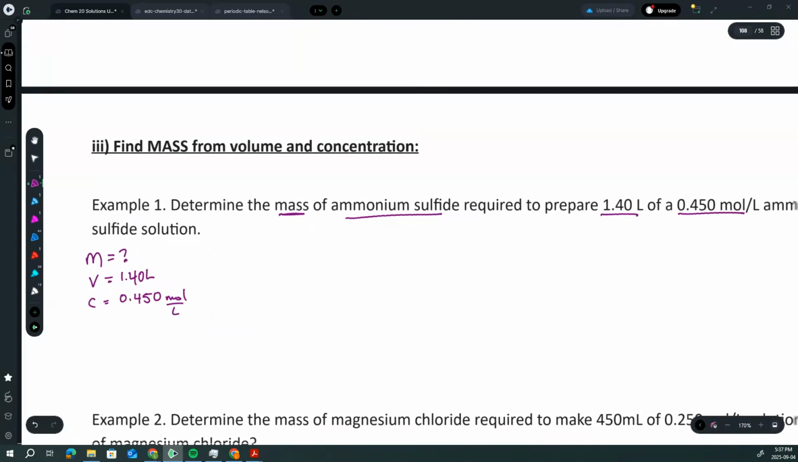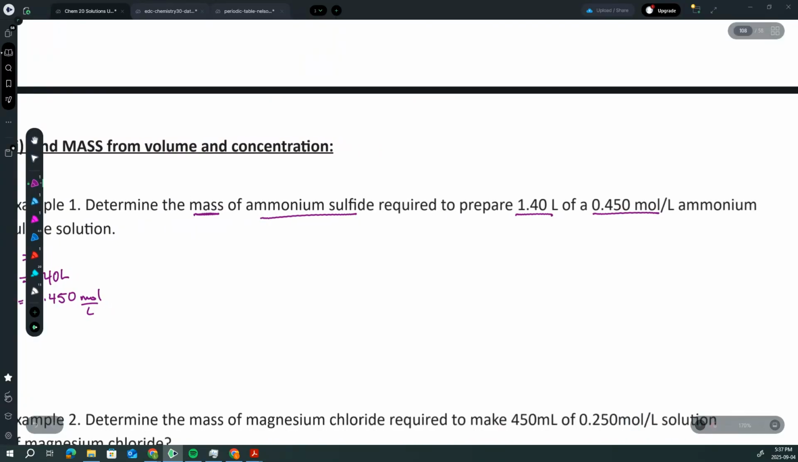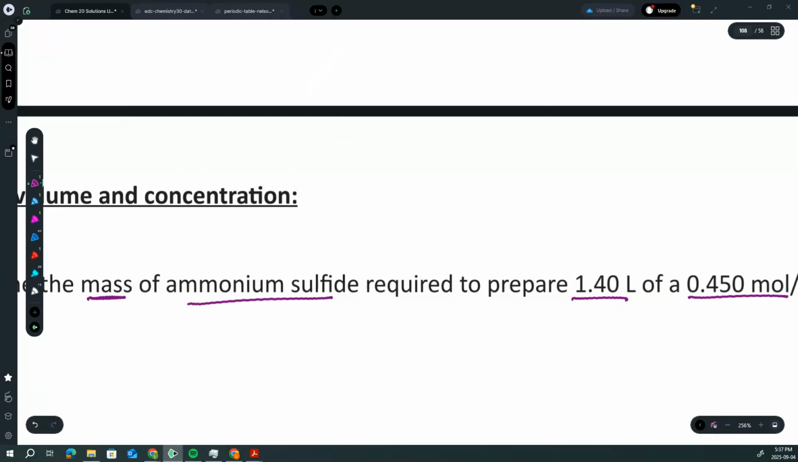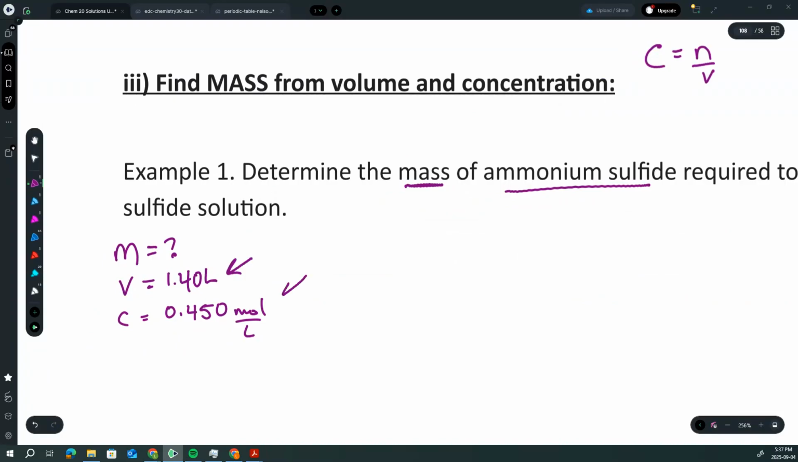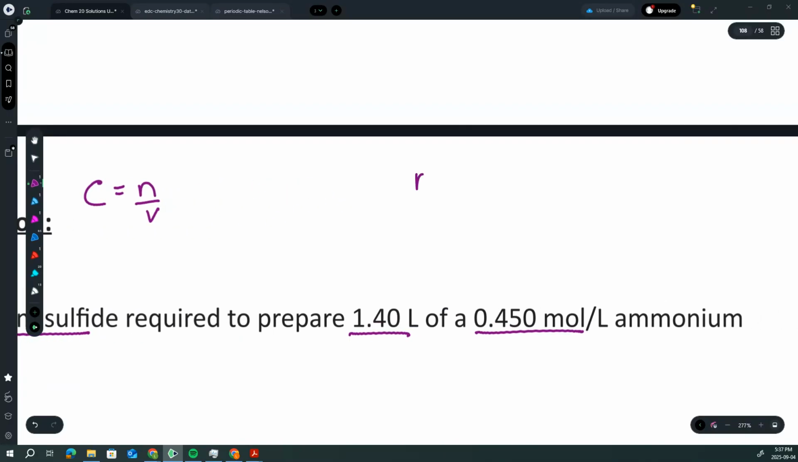Alright, so because we're dealing with mass as well as concentration, there's two formulas that we're going to be using here. So the first one I'm going to write out is the concentration is equal to moles divided by volume. The reason being is because I've got 2 out of the 3 variables in that formula. And then the last formula I'm going to talk about is going to have to deal with mass. So our formula for mass is equal to moles times molar mass.